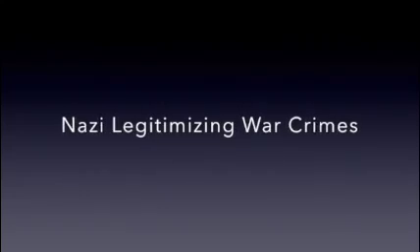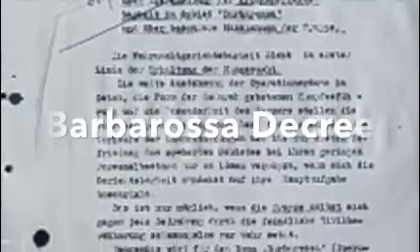Nazi government legitimizing war crimes. Directive 21. Directive 21 was issued on December 18, 1940. It was a decree for Hitler's blueprint in the Eastern Front as a war of total annihilation towards its newly conquered people. Barbarossa Decree. The Barbarossa Decree was issued by Hitler on May 13, 1941.